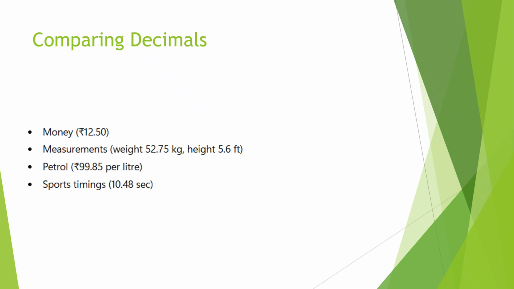Next, decimals in real life. For example, money: if you are going anywhere and giving change, then money is 12.50 rupees. Measurements: weight 52.75 kg, height 5.6 feet. Next, if you are taking petrol, it is 99.99 rupees, 85 paise per liter. Sports timings: 10.48 seconds, like that.